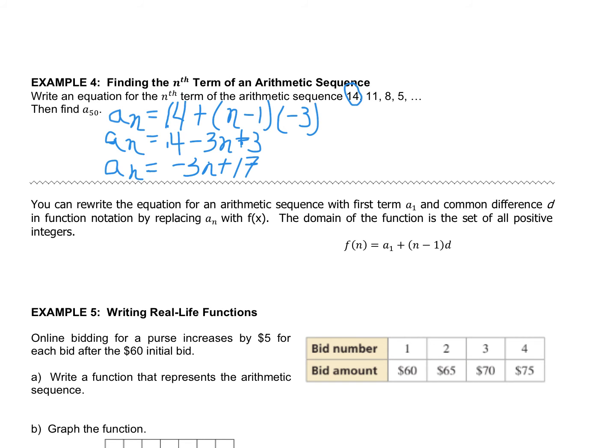And that would be the equation that we would use to find whatever term we would like to find in this sequence. Then it says to find a sub 50. This is, again, notation. This is where the n becomes the 50, because that's the 50th term we want. We could certainly keep subtracting 3, 3, 3, 3, all the way to the 50th term, or now I can use my equation. I'm going to plug in my n as a 50.